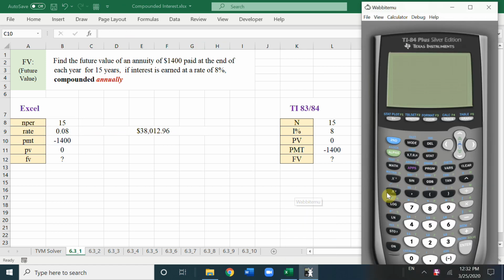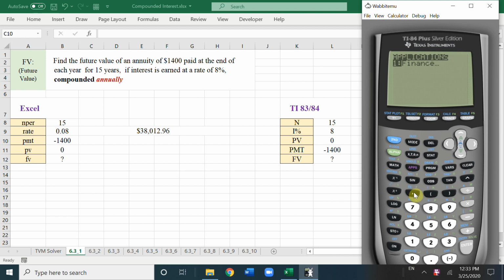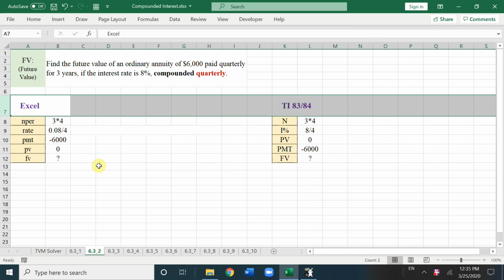For the calculator, APPS, choose 1, choose 1. Okay, we input all those given numbers, and the PV, because it's not given, just put 0. And for the FV, we reset it to 0, then we cover it. Then alpha, enter. So we get exactly the same answer. Now let's move to the next question.